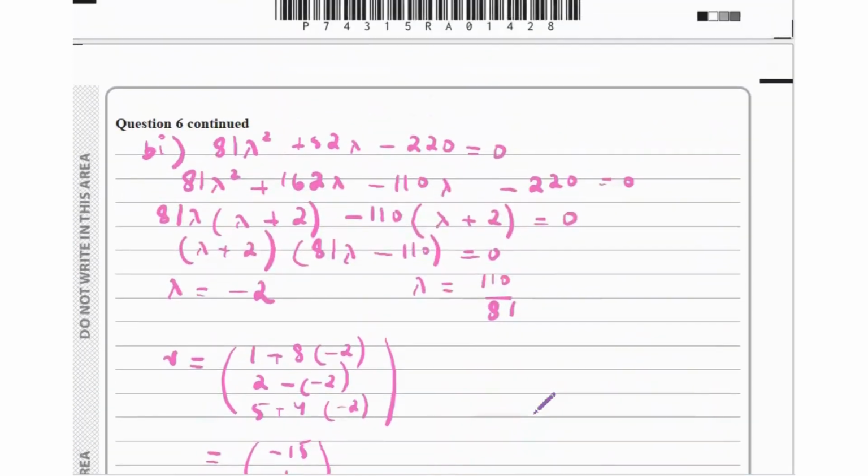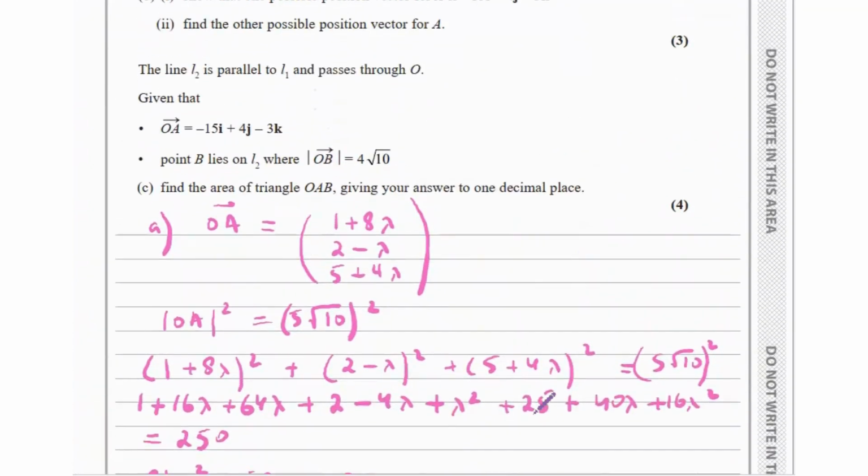Then it's saying the line L2 is parallel to L1 and passes through O. Given that OA is -15i plus 4j minus 3k, point B lies on L2 where OB is 4 root 10. Find the area of triangle OAB, giving your answer to one decimal place. So if L1 and L2 are parallel, that means they share the same position vector. And OA is given as -15i plus 4j minus 3k.